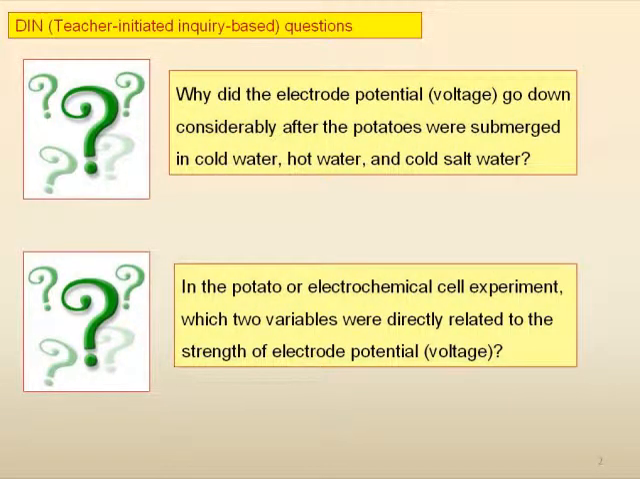So the questions I want my students to think about are, why did the electrical potential go down considerably after the potatoes were submerged in cold water, hot water, and cold salt water? In the potato or electrochemical cell experiment, which two variables were directly related to the strength of the electrical potential?